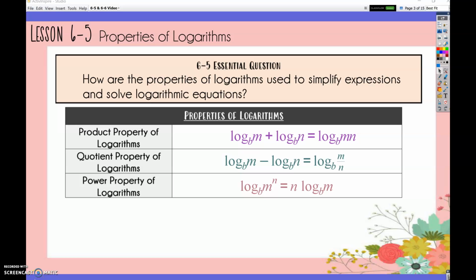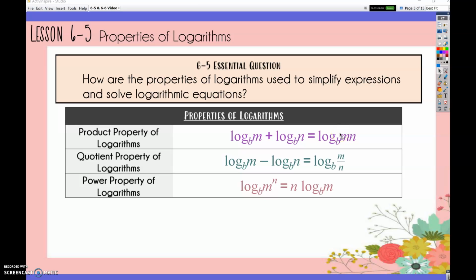In Lesson 6.5, we're going to look at logarithms and the properties that go with them. So here you'll see not only our essential question, like using our properties to simplify and solve logarithmic equations, but we're also looking at the properties. And basically our product property says that if you are adding like-based logs, you can write them as one product. So we'll see these examples here in a second.